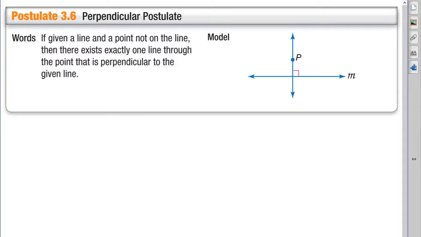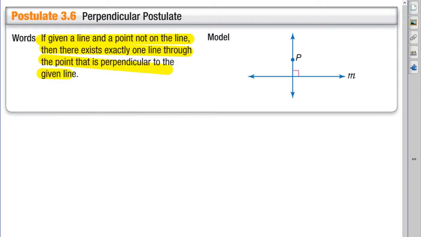Now the next, the perpendicular postulate. We've already talked about the parallel postulate. Well, the book brings up in this section the perpendicular postulate, and this works in a very similar manner. The perpendicular postulate basically says if given a line and a point not on the line, there exists exactly one line through the point that is perpendicular to the given line.